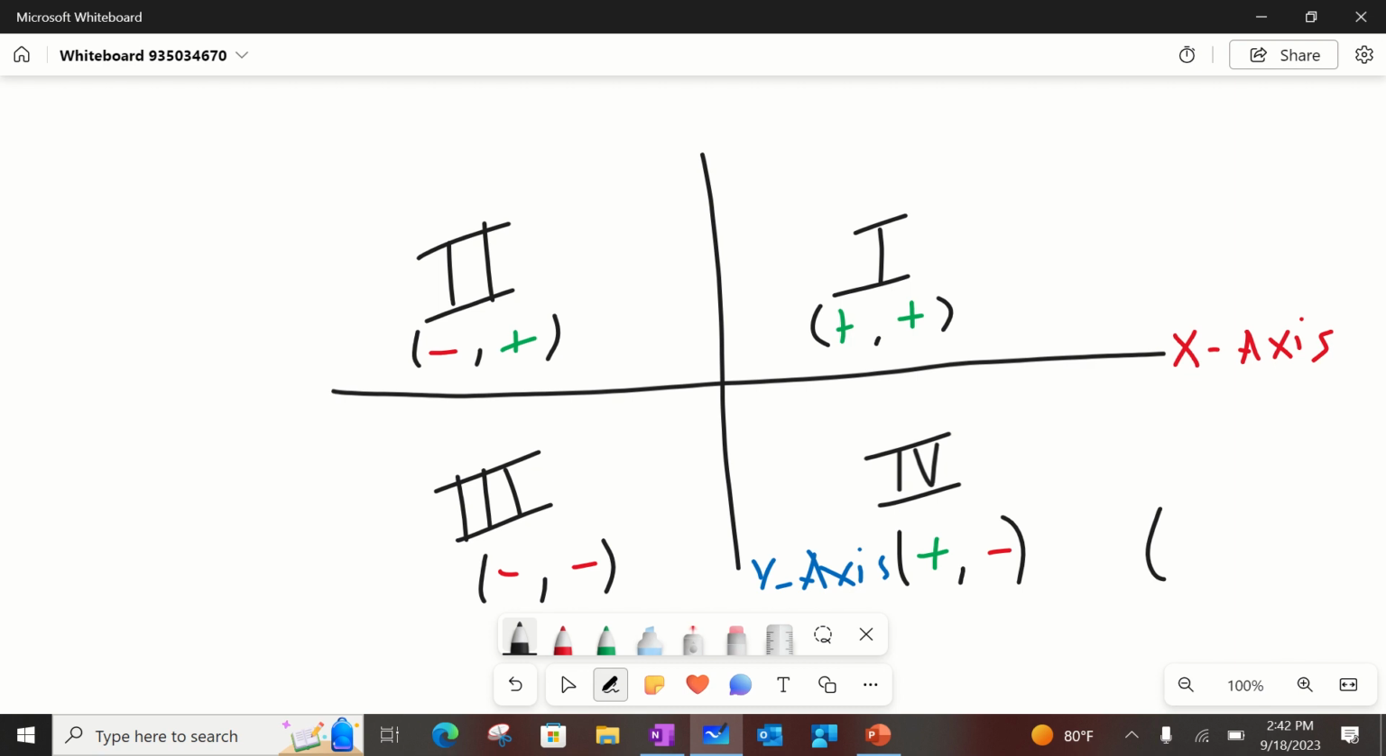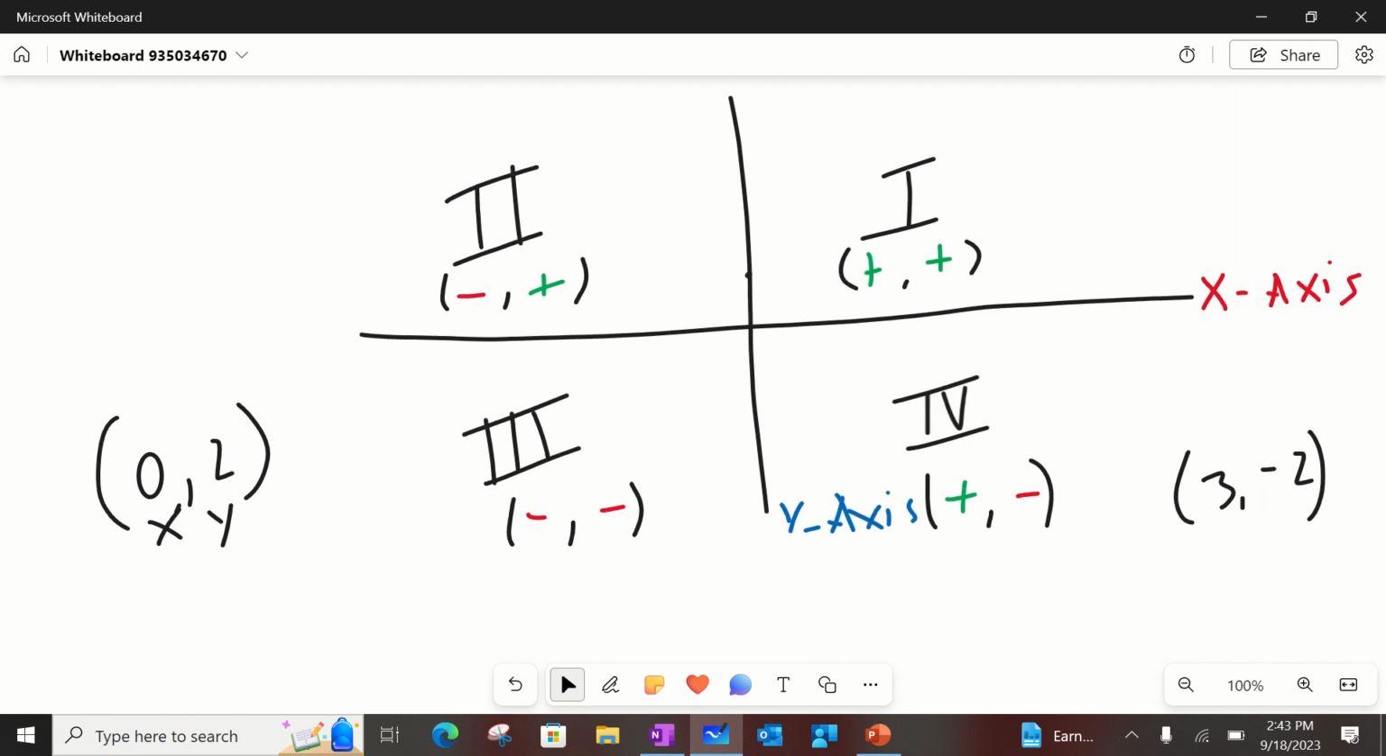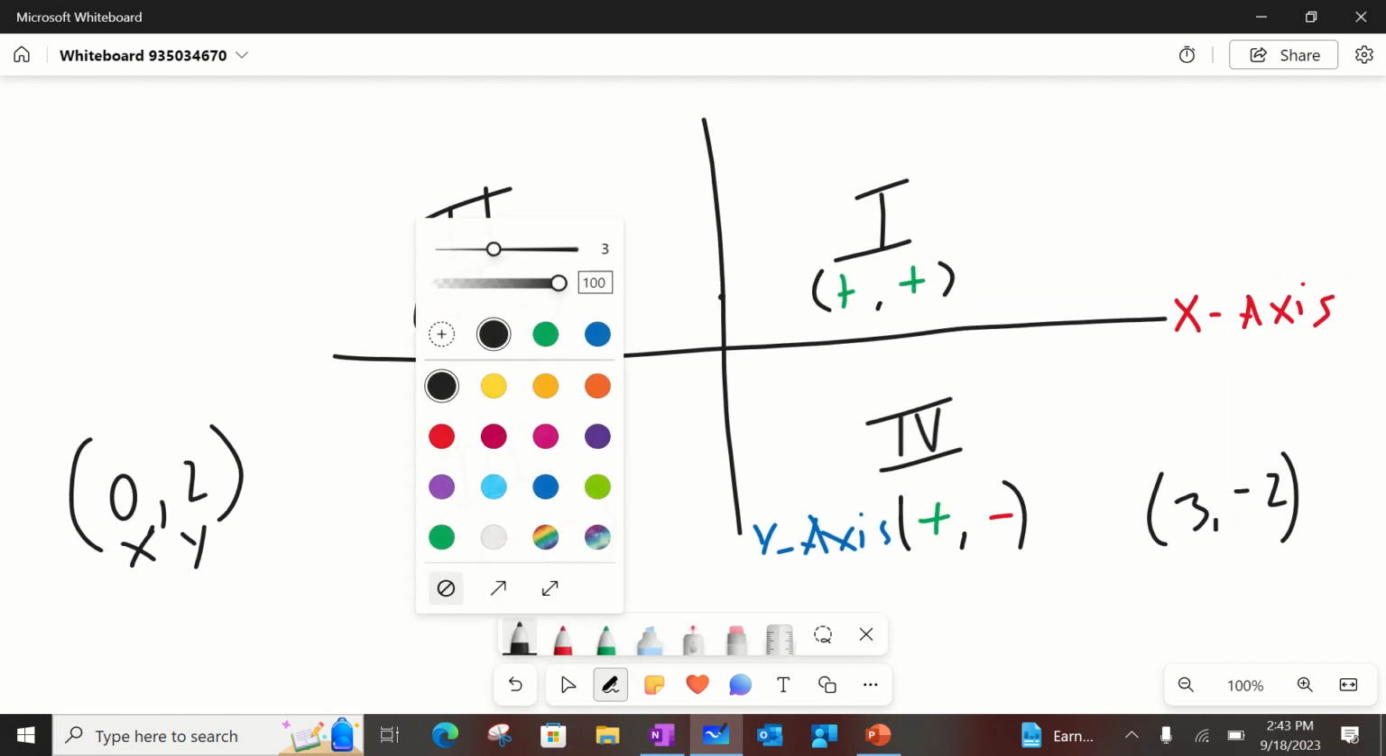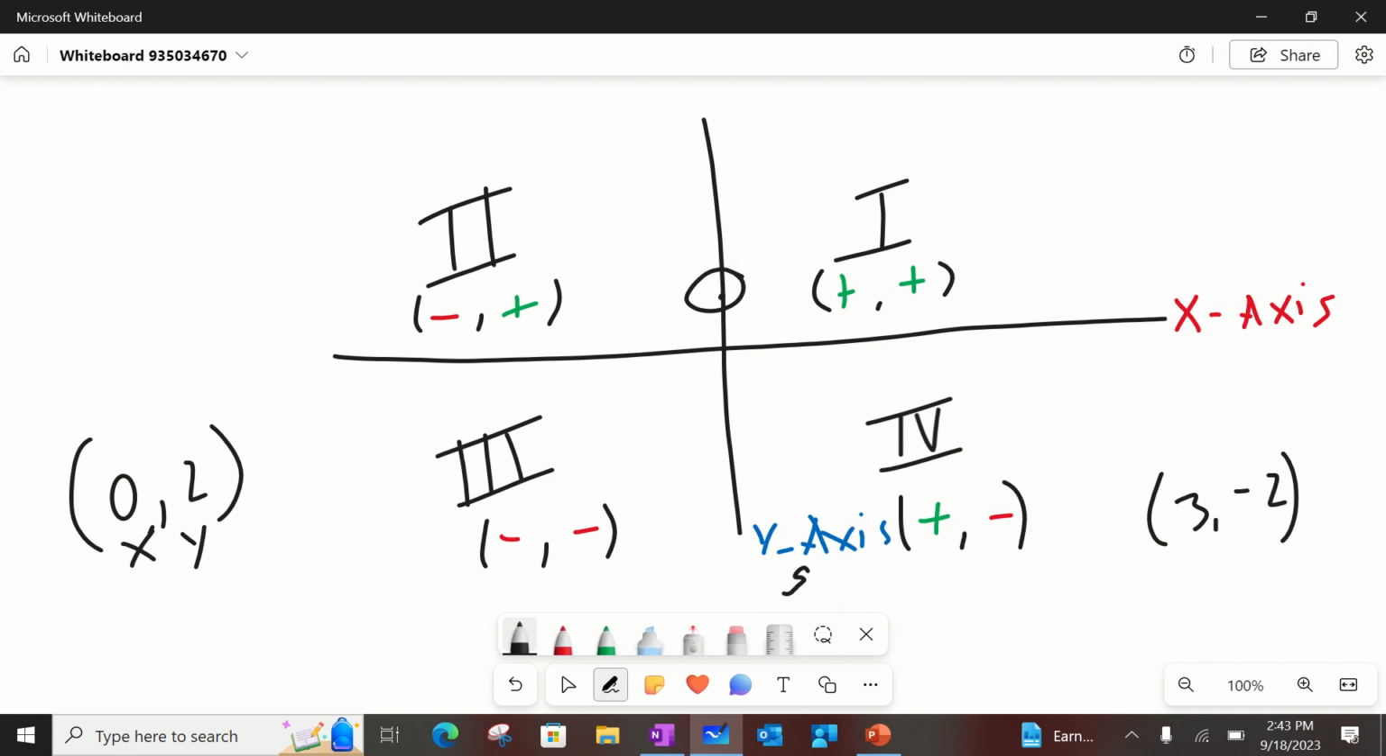So for example, 3, negative 2 would be in quadrant 4 because we'd go 3 to the right and then 2 down, which would be 3, negative 2. Now remember, if an ordered pair has 0 in it, it's going to be the opposite coordinate. So if 0 is the x-coordinate, 0 tells us not to go left or right. Y tells us to go up 2, we'd be right here. So this point would be on the y-axis. It would not be in a quadrant. It would be on the y-axis between quadrants 1 and 2.